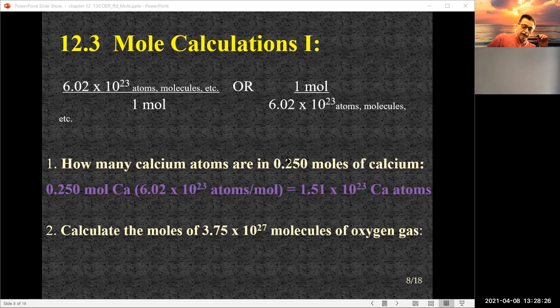All right. Second problem. Calculate the moles of 3.75 times 10 to the 27 molecules of oxygen gas. So now we have a number of molecules, and we're going to calculate that and put it into moles. It's like saying, okay, I have 6 eggs. How many dozen does that represent? Obviously it's an easy number. It's half a dozen. And this is what was happening here. You got molecules and you're asking how many chemist dozen does that number represent?